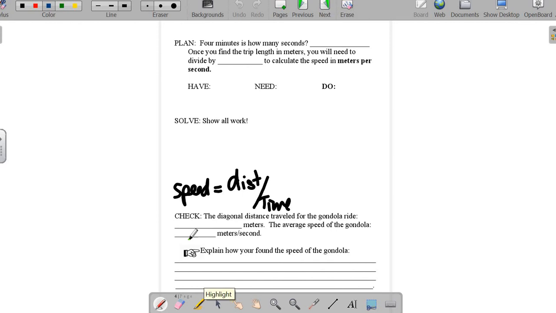You need to answer these questions. Have, need, do, solve for x. Once you solve for x, you will have found the distance part. Then you deal with the time part in seconds and get the speed.